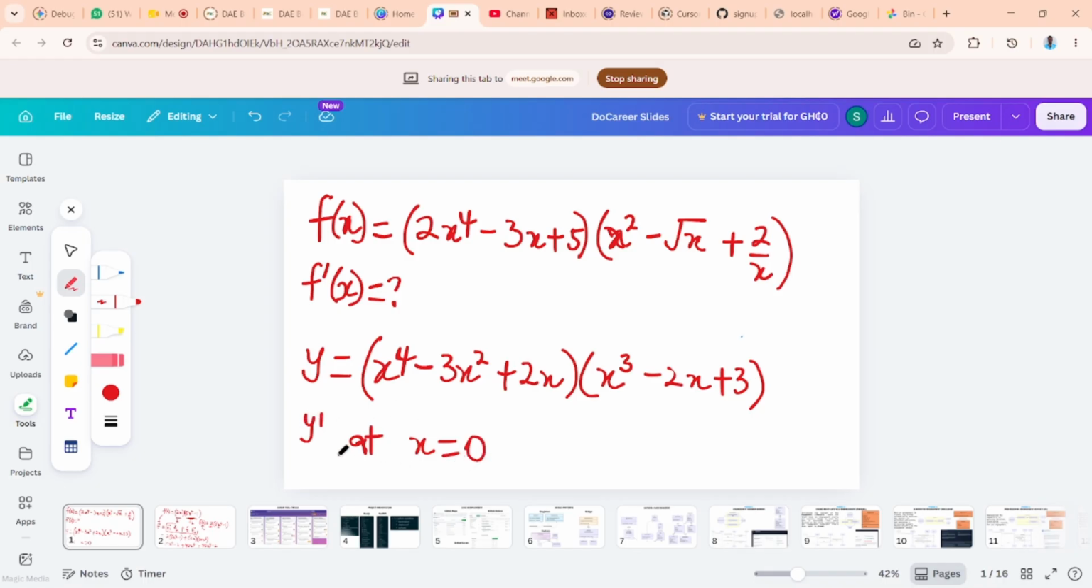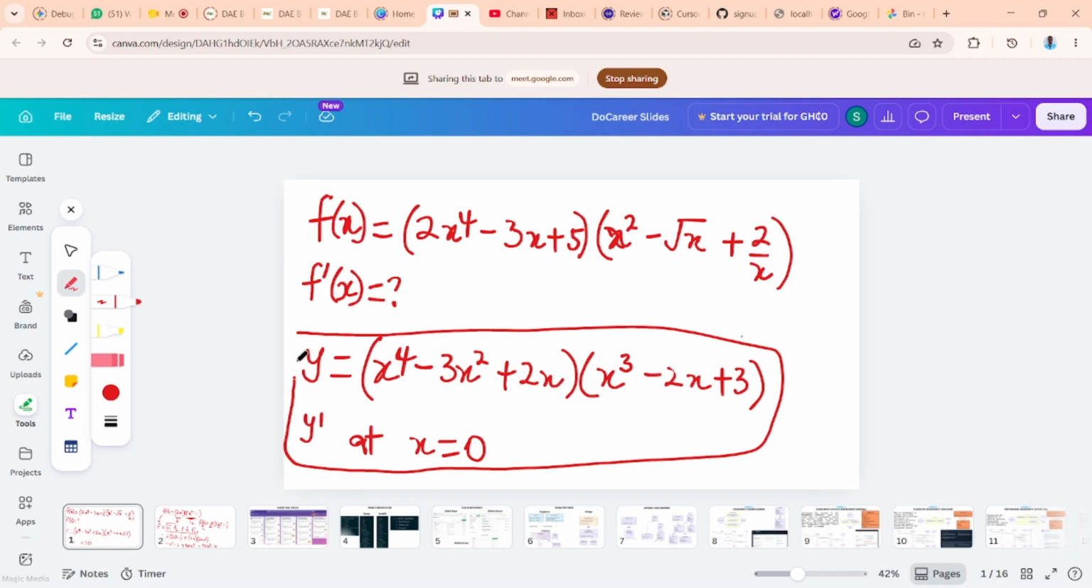So we have to find y prime at x. Yeah, this is a new question. So we have to differentiate, then we put 0 into everywhere we see x. Yes. Okay. The answer you can say in the group.